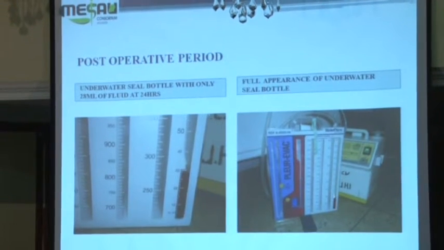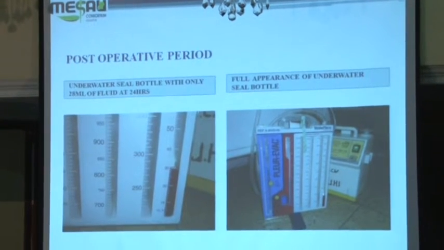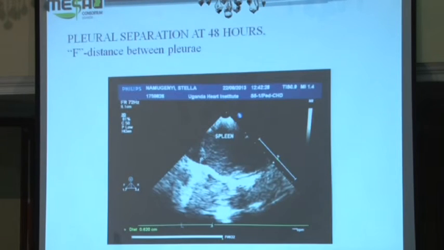Another study had 95.5% of their patients doing well. This is one of my patients, a child of 1 year who had a chest tube inserted postoperatively, and you see only 28 mils of fluid was drained. This is the ultrasound that shows how I measured the fluid in the chest postoperatively.